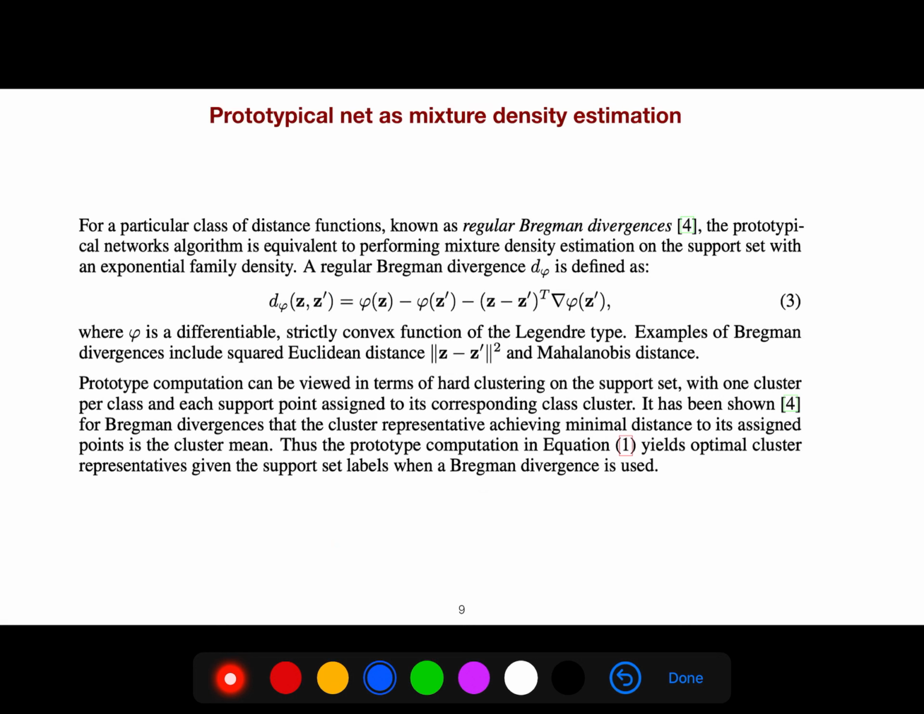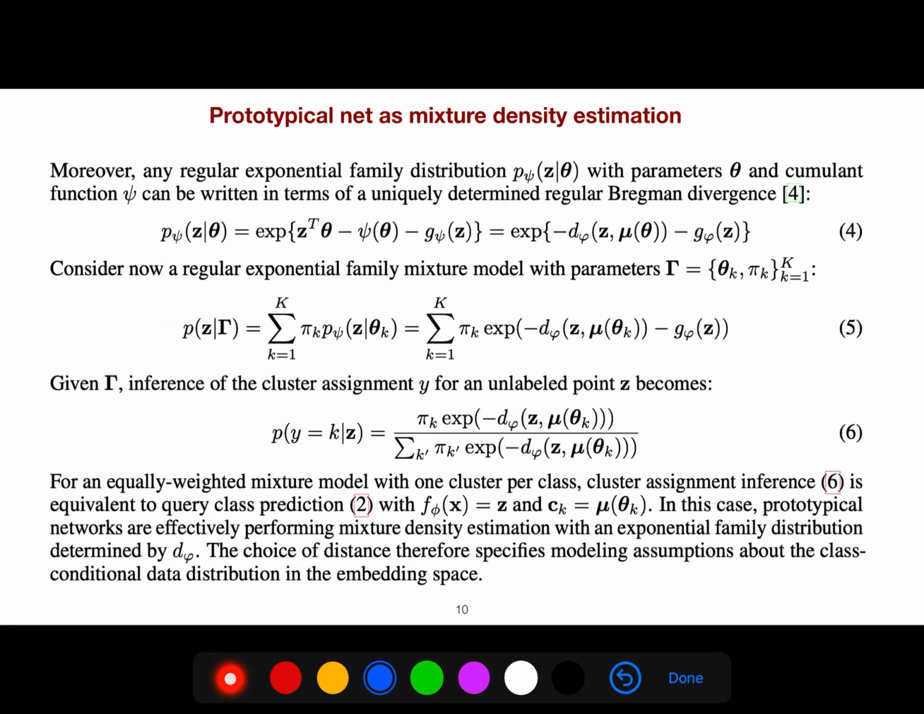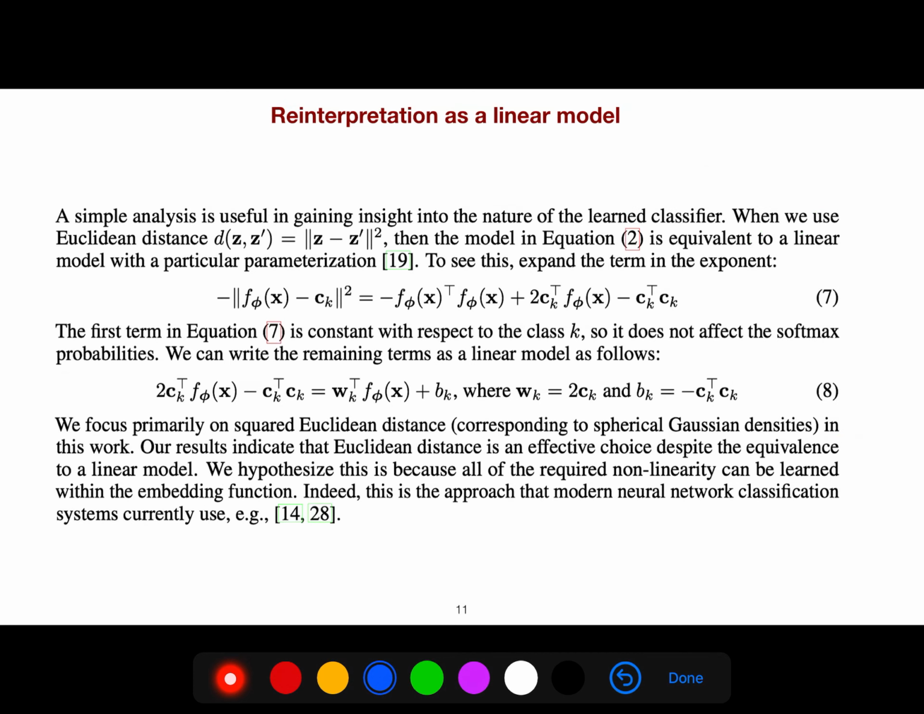Prototypical network, we can see it as a mixture density estimation, and we use the regular Bregman divergence, which is a very good divergence. This is the definition of the Bregman divergence, and you will see that this is like mixture density estimation. And also you can reinterpret that as a linear model as well.